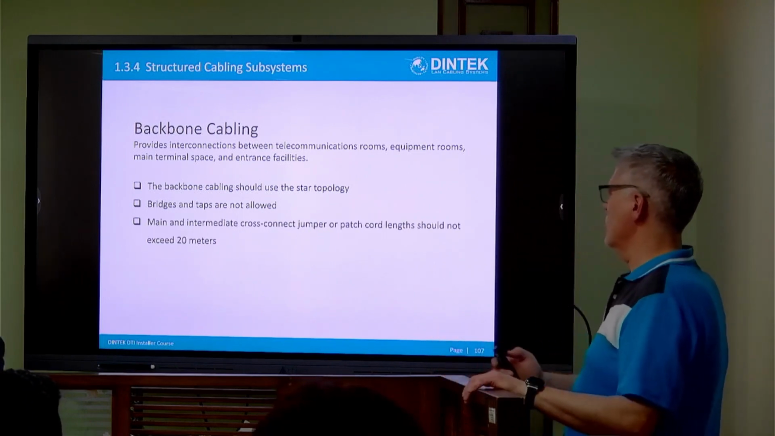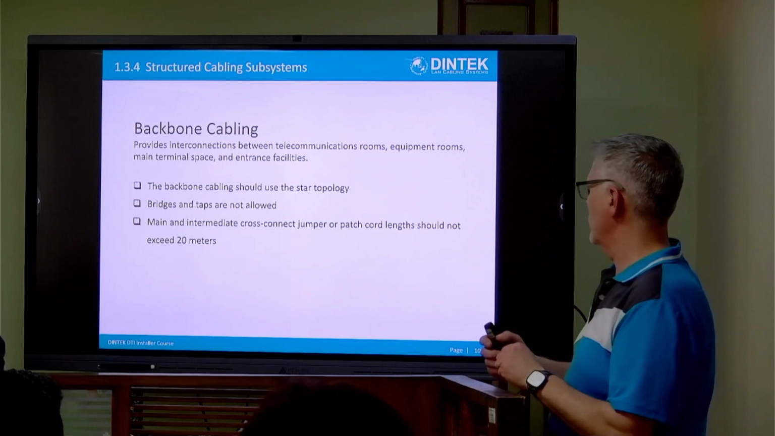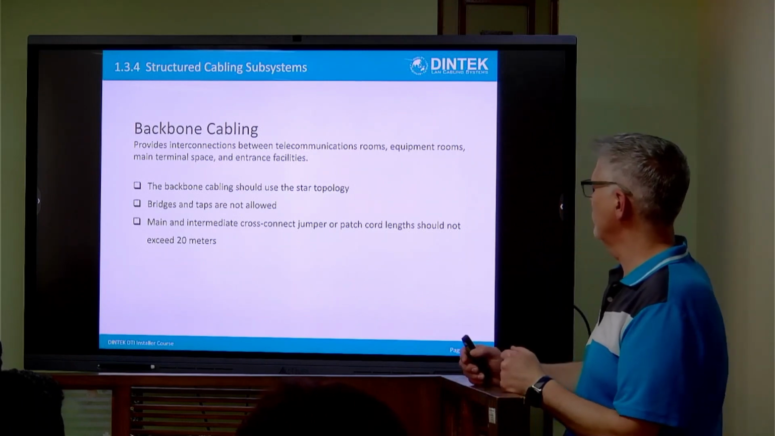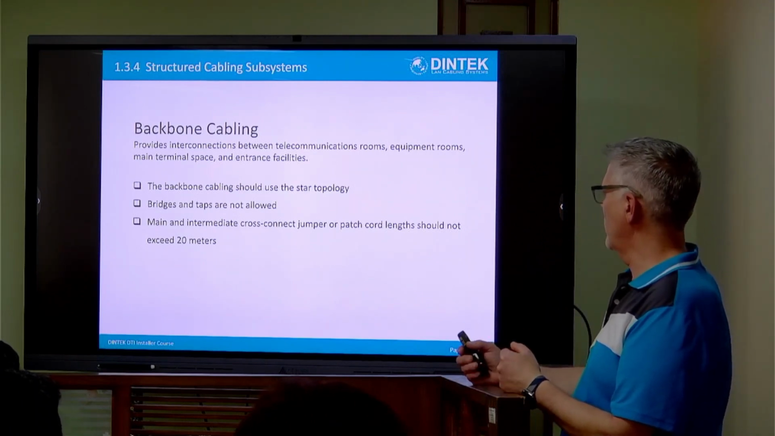Main and intermediate cross-connect jumper or patchwork links should not exceed a set number of meters in a backbone cable.